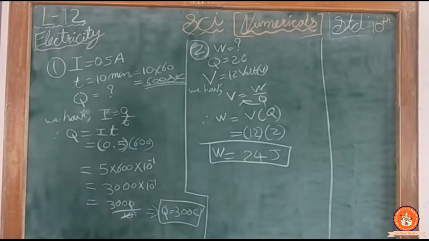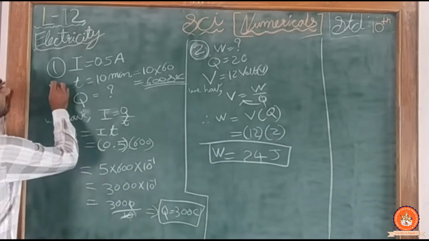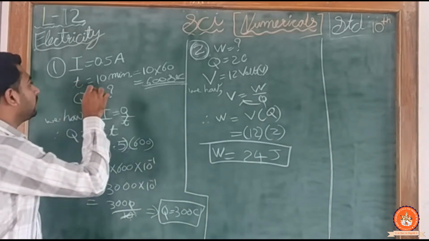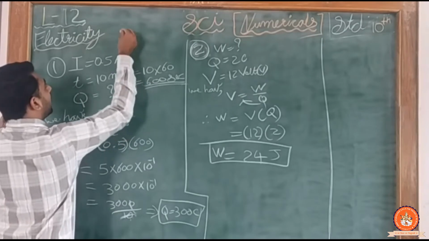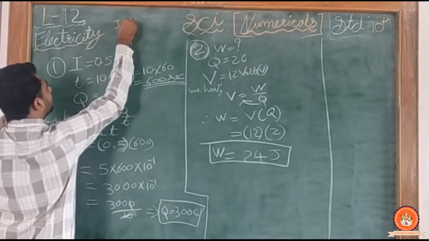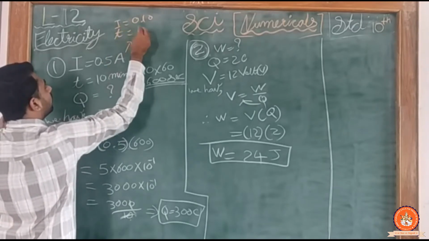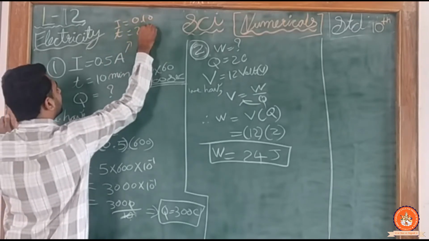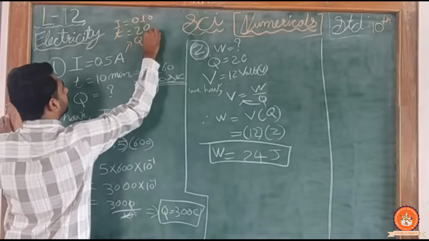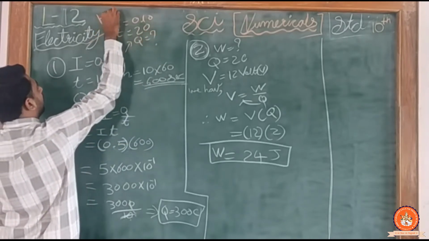Do one thing in homework. Similar to question 1, what you have to do is, in the homework, take the value of I as 0.10. You have to take T as 20 minutes and find Q. Okay, in homework.